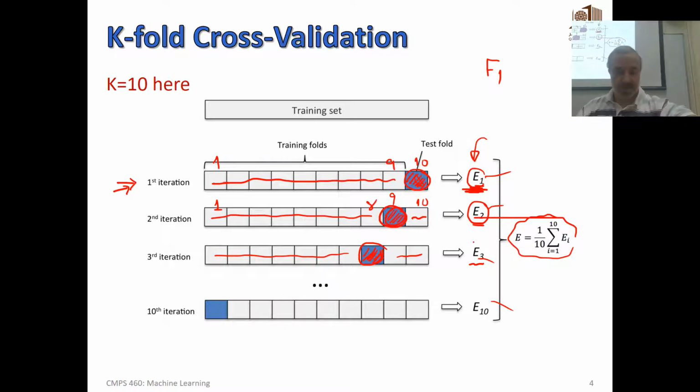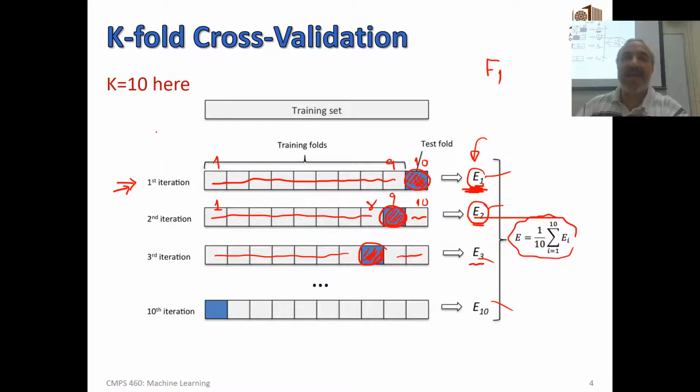Yes. Can we train each iteration on the same model? What do you mean by train the same model? You mean the learning algorithm? Here in each iteration, we are changing the parameters of the model. No, we're not changing the parameters. We are training a new model.